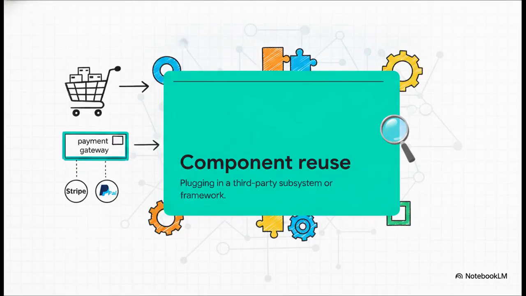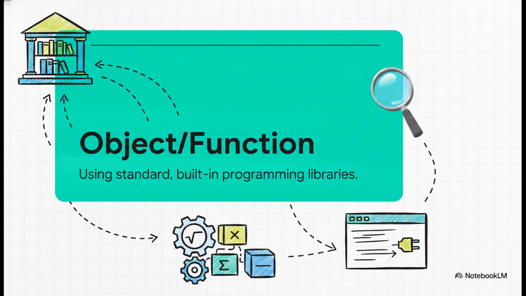Next down is component reuse. This involves plugging in a third-party subsystem or framework. Basically, a component is a collection of objects that operate together to provide a related function. Let's use a very beginner-friendly analogy here. Imagine you're building an e-commerce website. You are definitely not going to write a system to securely process credit cards from scratch. That is incredibly difficult and, quite frankly, way too risky. Instead, you just plug in a pre-built payment gateway component like Stripe or PayPal. You adapt it slightly, add a bit of your own code to connect it to your shopping cart, and you're good to go.